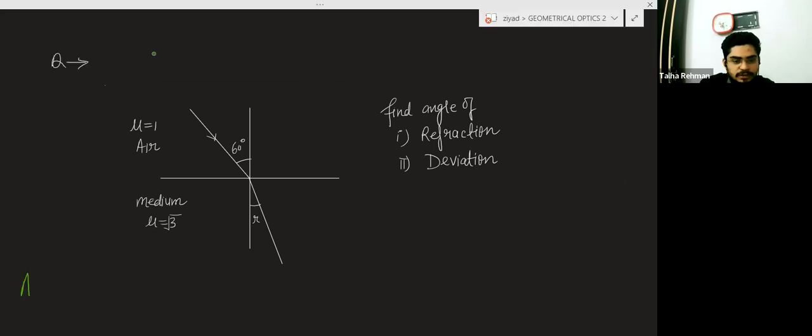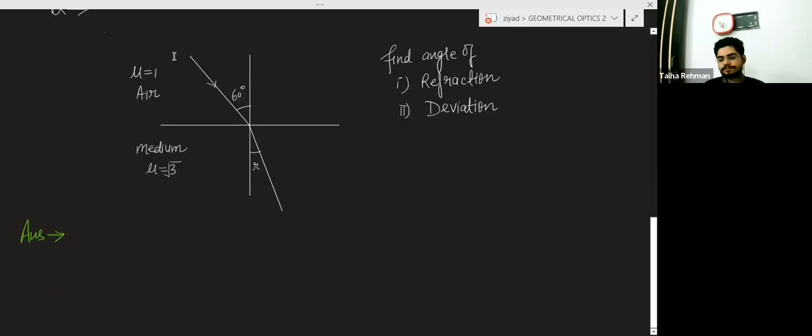So what is the way to apply Snell's law? What is Snell's law? The ratio of the sine of angle of incidence to the sine of angle of refraction for a given pair of media is constant. But here, to solve this numerical, we will use the refractive index. See, from where the light is coming, from air the light is coming. First write the refractive index of air. Refractive index of air is 1, and write sine of angle with normal for that medium. So here it is sine 60.